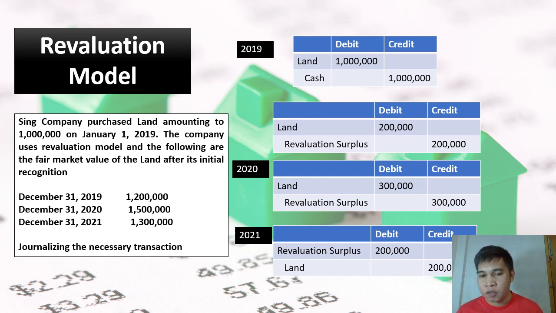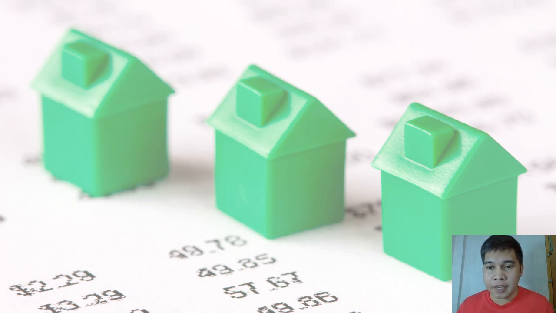That's why, noong 2021, ang ating entry ay debit revaluation surplus, which is reduction of the revaluation surplus to be presented under other comprehensive income. Then, credit tayo ng land na 200,000. Okay, so let's have another example. So, baguhin lang po natin yung fair market value.